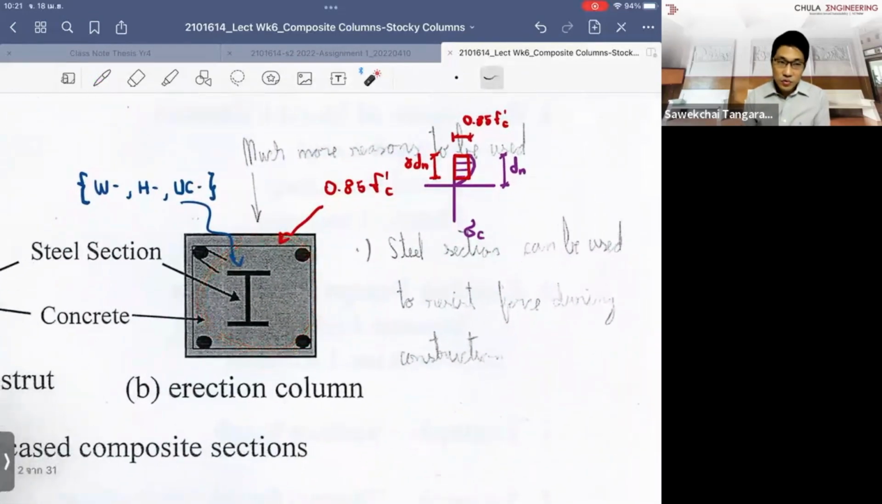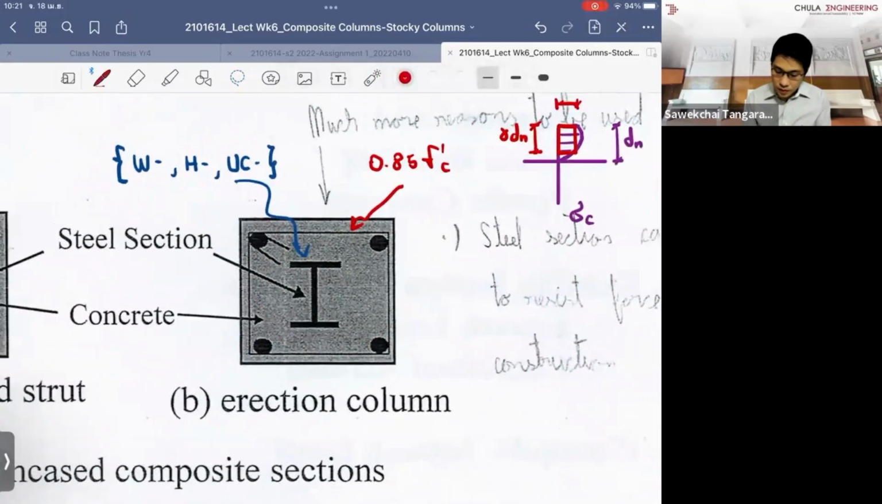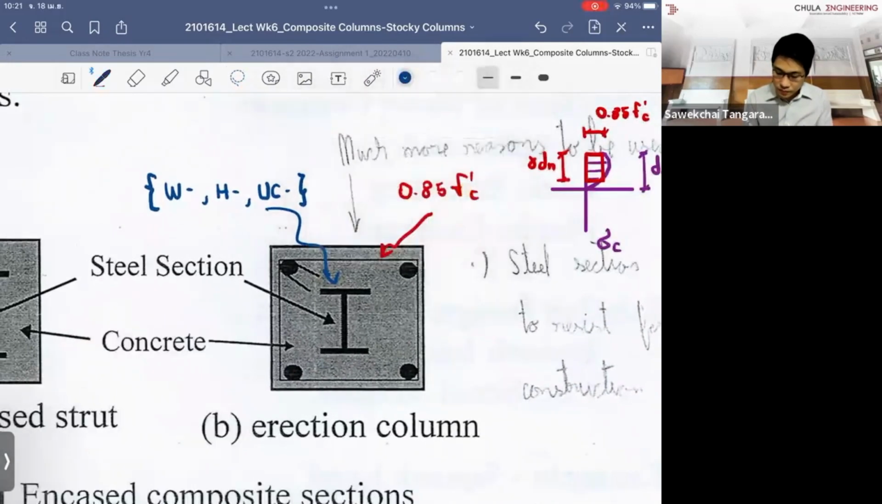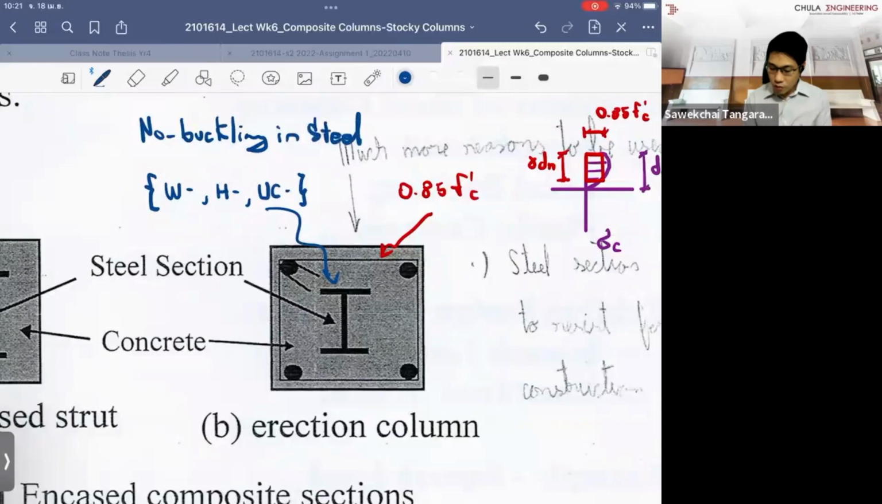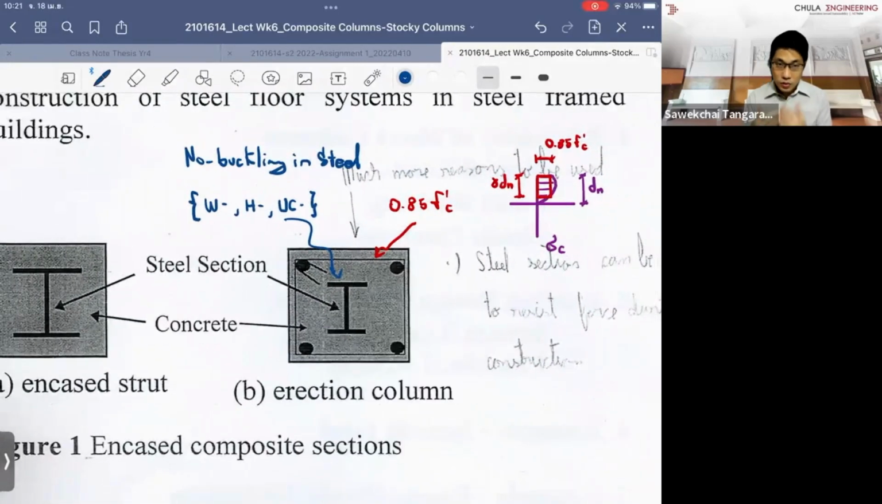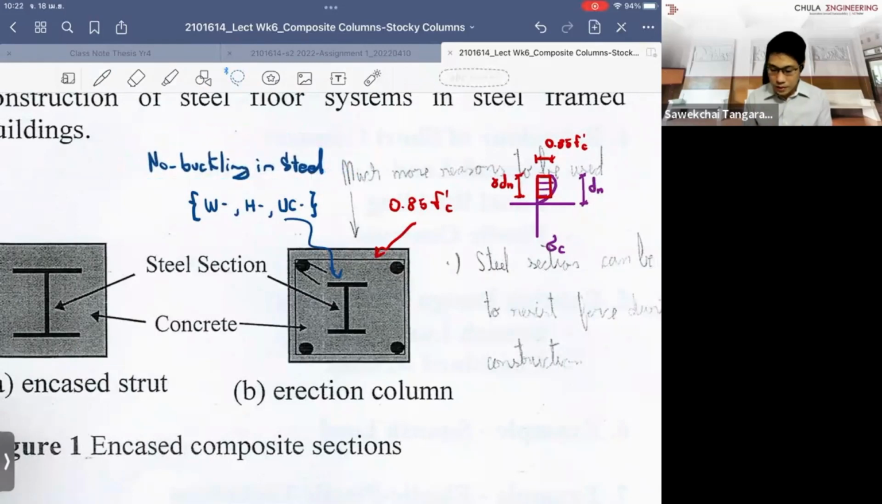So when we look at the encased section and treat the capacity of the concrete, we use just 85% of the capacity, right? But the steel will be fully confined. Sorry, there will be no buckling in the steel. If there is no buckling in the steel, what happens? We can use the full section capacity, right? So this is a very good property that we get when we have two materials together.